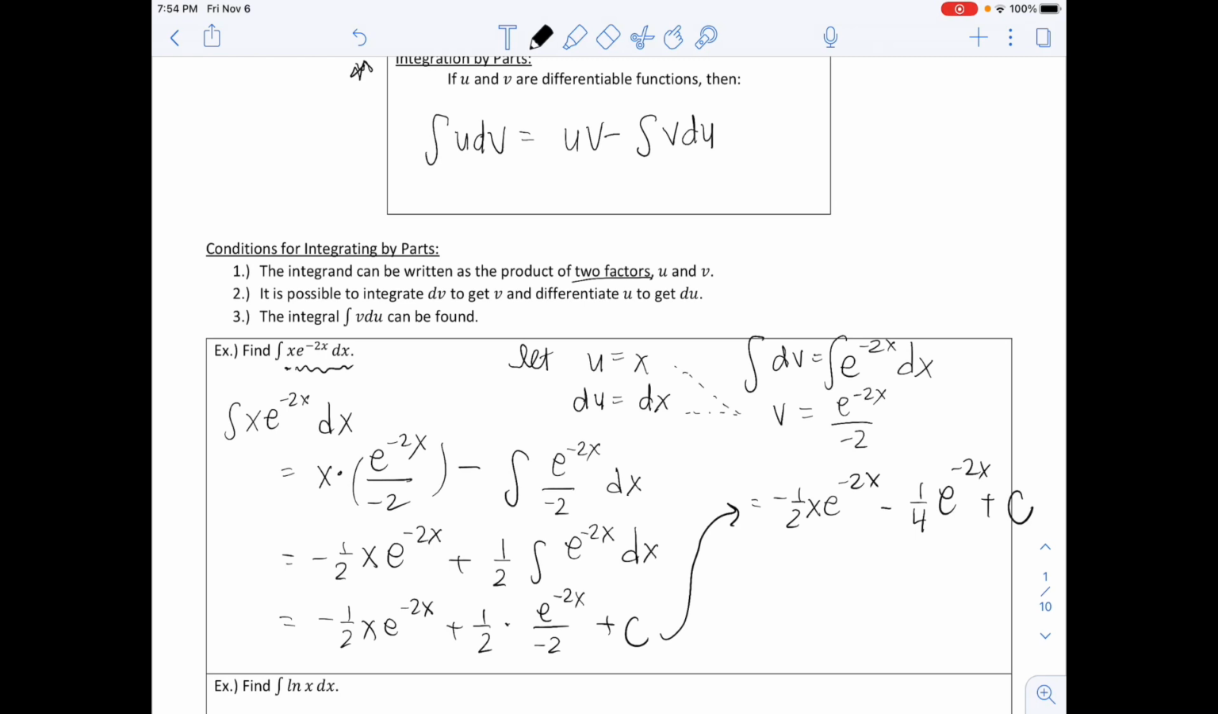So you can definitely leave your answer this way. Otherwise, you can factor out the smallest factor that we have and the common factor that we have. The smallest number that we have here would be negative 1/4, and then we also have e to the negative 2x. Left over, we have 2 times x plus 1, and then a plus c. So either of these answers are fine.